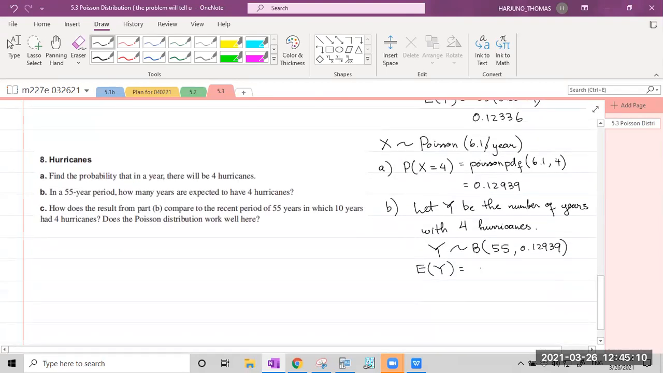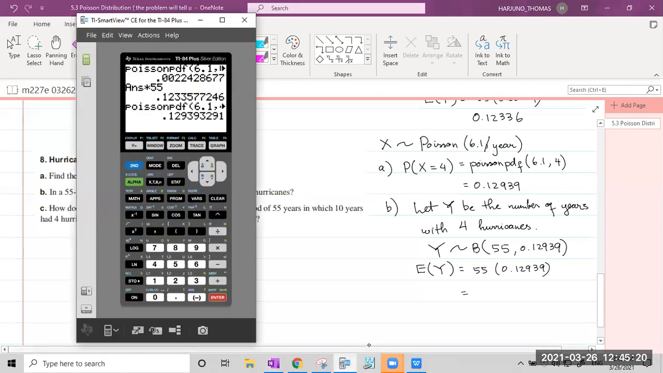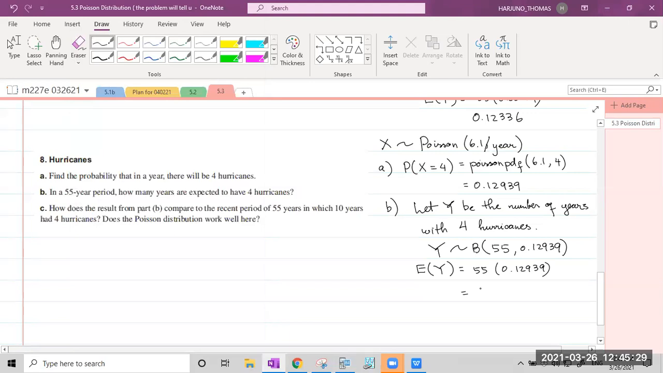So here, the expected value will be 55 times 0.12939. We expect to have 55 times that, which will be 7.11663.